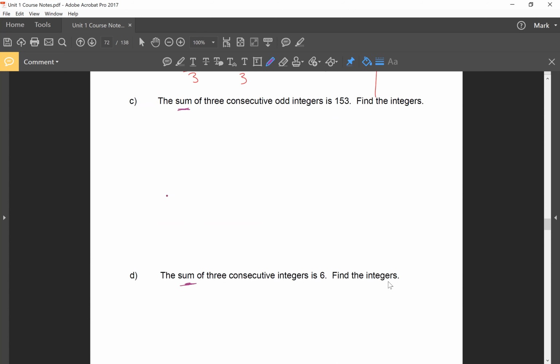Okay. So the sum of 3 consecutive odd integers. Okay, so odd. X, and it's 3 integers. So I know because it's odd, I'm going to add these. I've had questions in the past, students have been like, well, if it's odd, why are you adding 2? And then why are you adding 4? Well, an odd number plus 2 is still an odd number. Okay, so that's where that comes from.